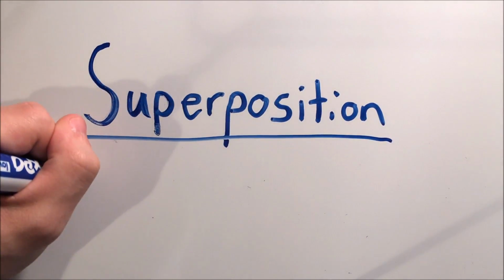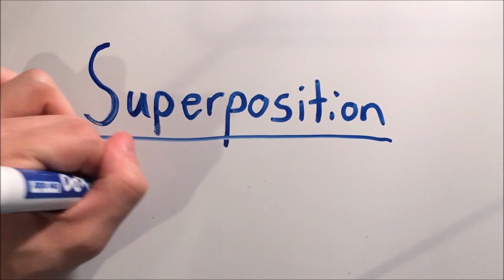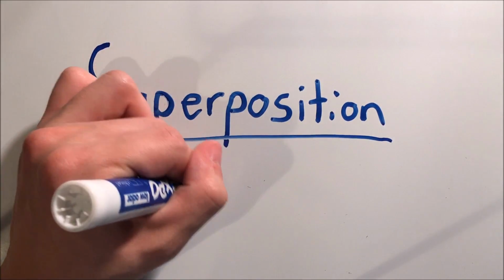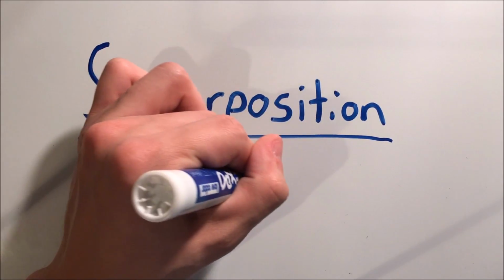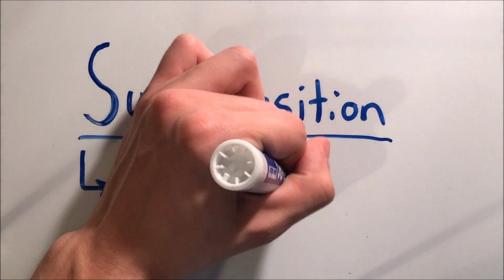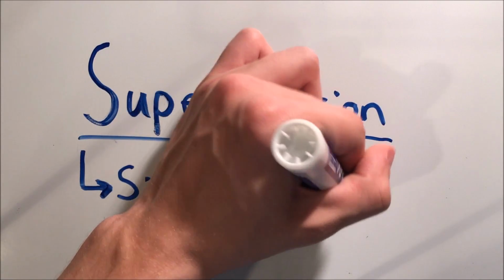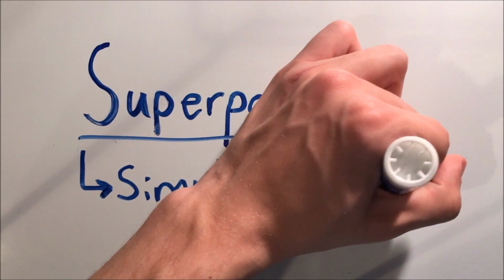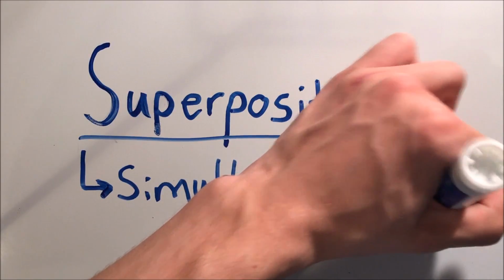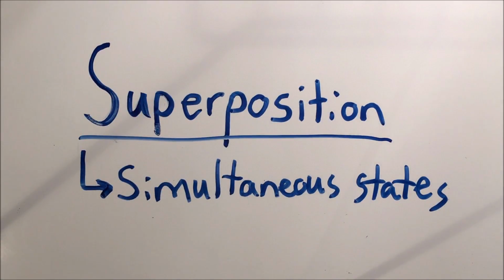So basically, quantum superposition is the fact that quantum particles can have multiple states at once. Whoa, wait, what? Like, be in two different locations, have two different velocities, and have two different energy states? Yeah, and much more. It's important to note that this only applies when we are not directly looking at or measuring the system.